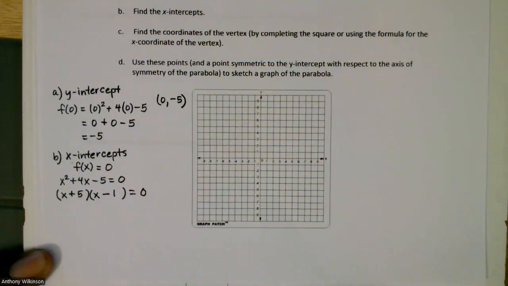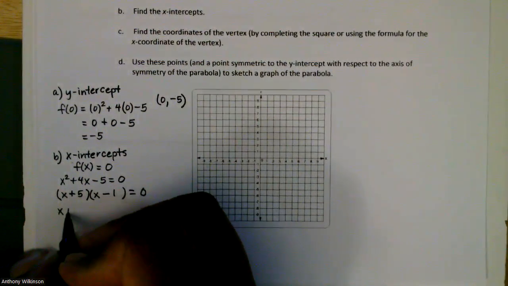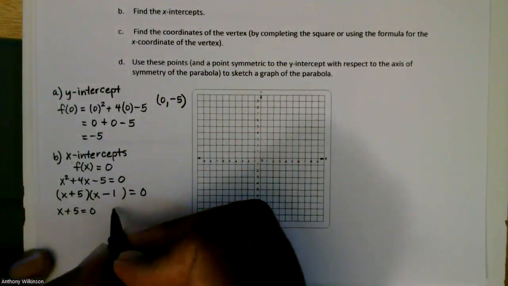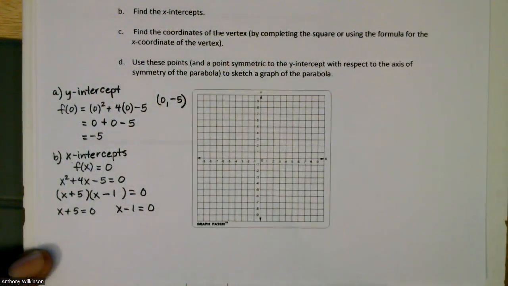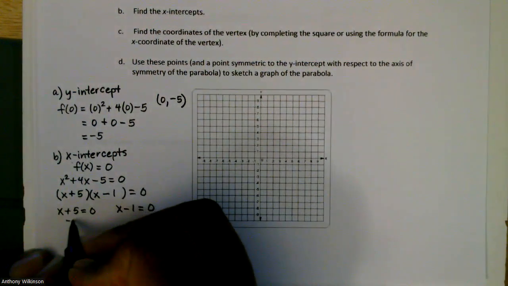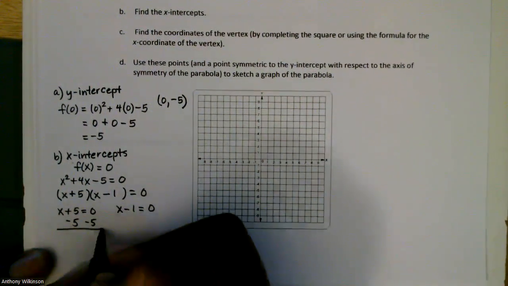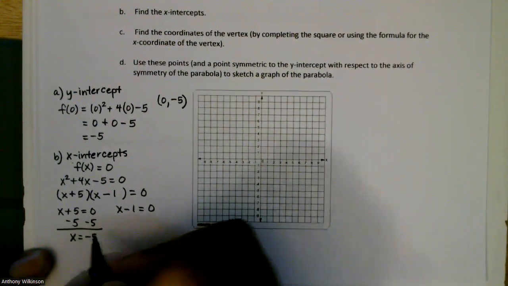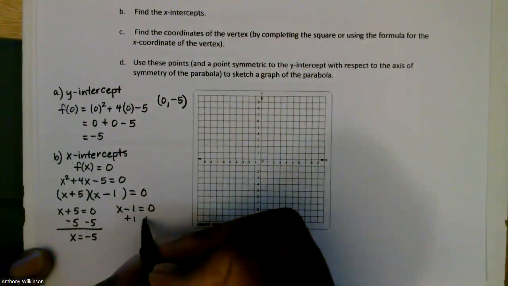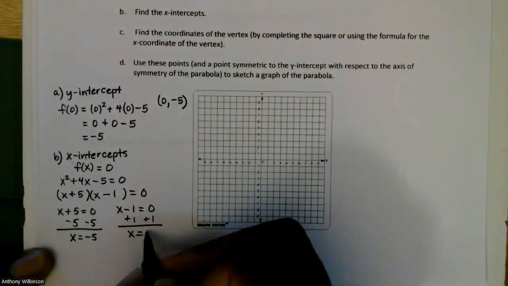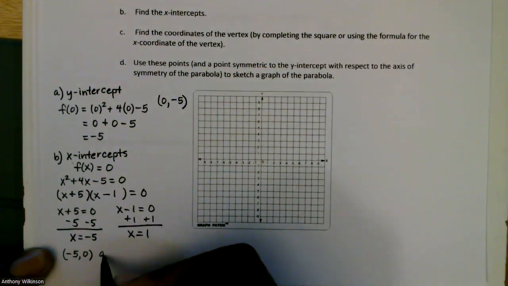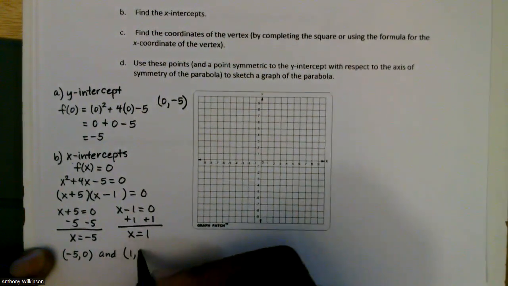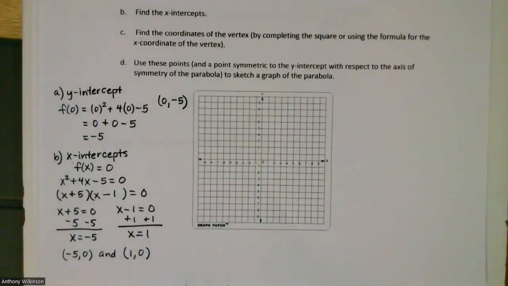And then we set each binomial factor equal to 0. So that means x plus 5 equals 0 and x minus 1 equals 0. And then we solve each equation for x. So for x plus 5 equal to 0, if I subtract 5, you'll get x equals negative 5. But the x minus 1 is equal to 0. If I add 1, you'll get x is equal to 1. So that means I have two x-intercepts, and they will be negative 5, 0, and 1, 0. So that's part B.